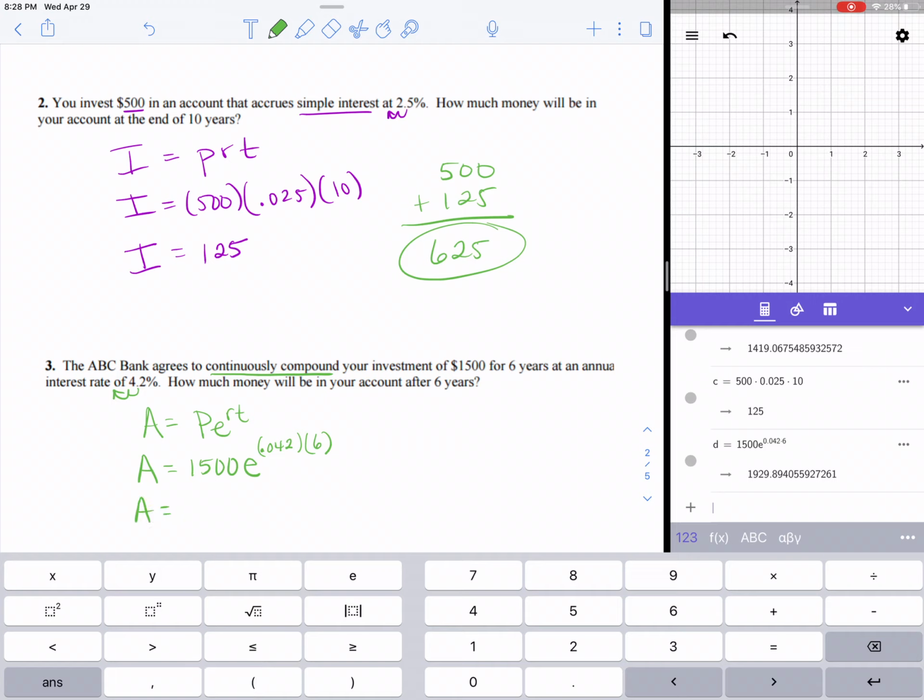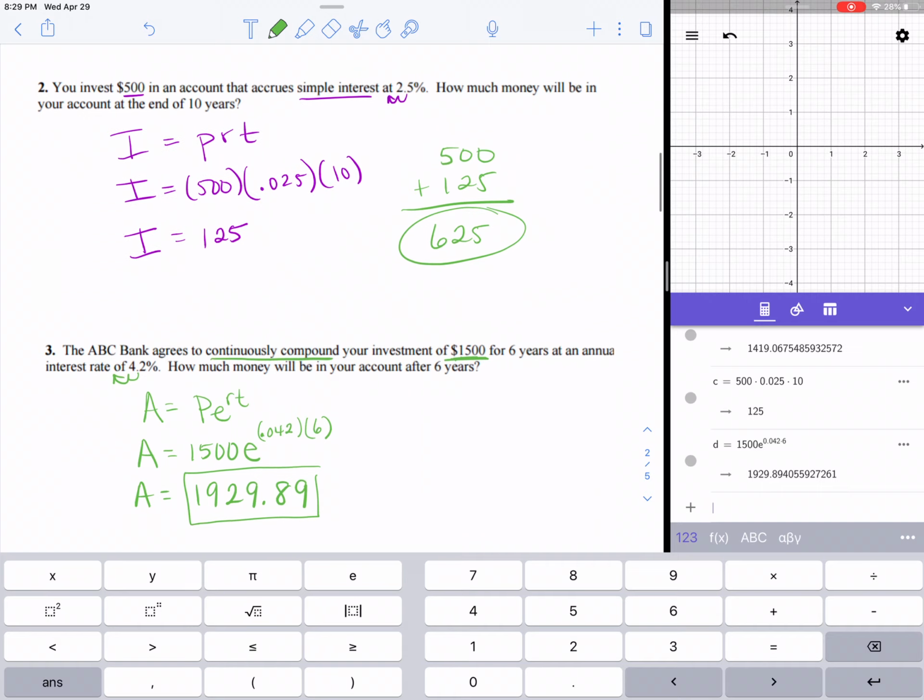So your new amount would be $1929.89. And there's no adding it. That is how much money that takes the $1,500. It continuously adds the 4.2% interest onto the principal. So that's your final answer.